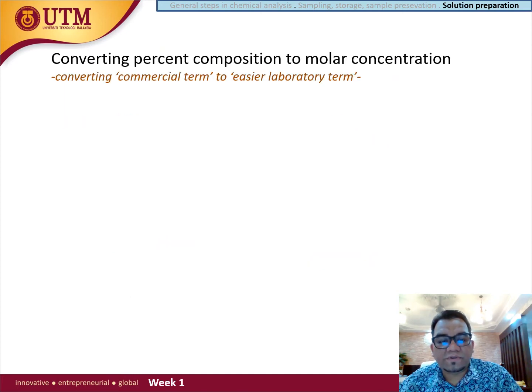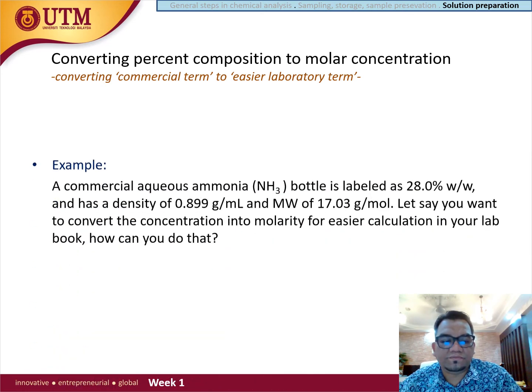So, converting percent composition to molar concentration, which means converting a commercial term to an easier laboratory term. Percent composition is a term commercially used for all the products, where they need to declare the concentration. So we need to convert it into an easier laboratory term, because in the lab we commonly use other terms instead of the commercial term.